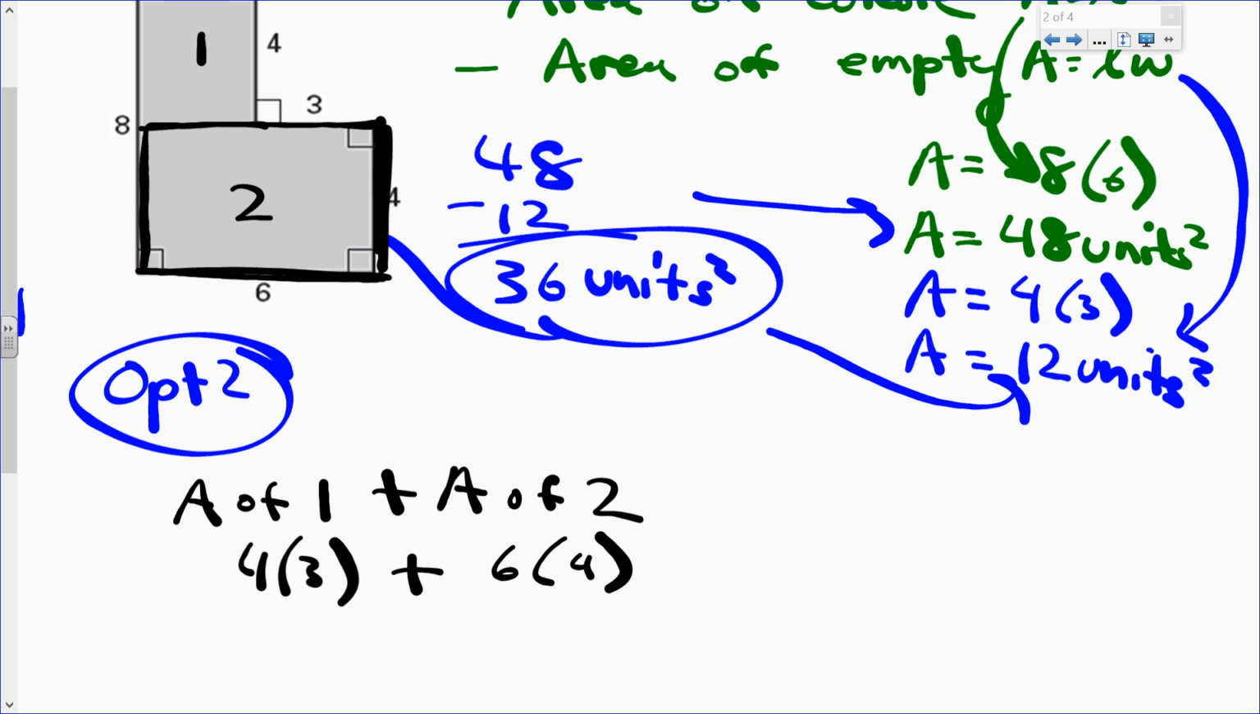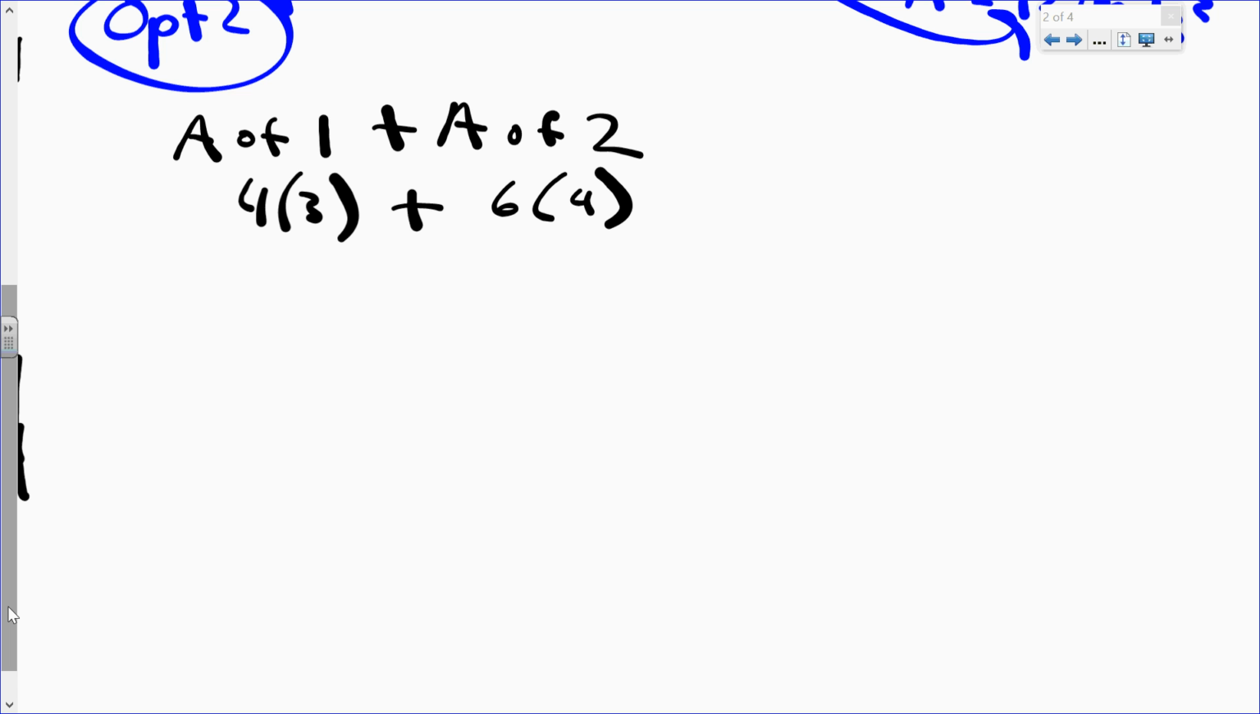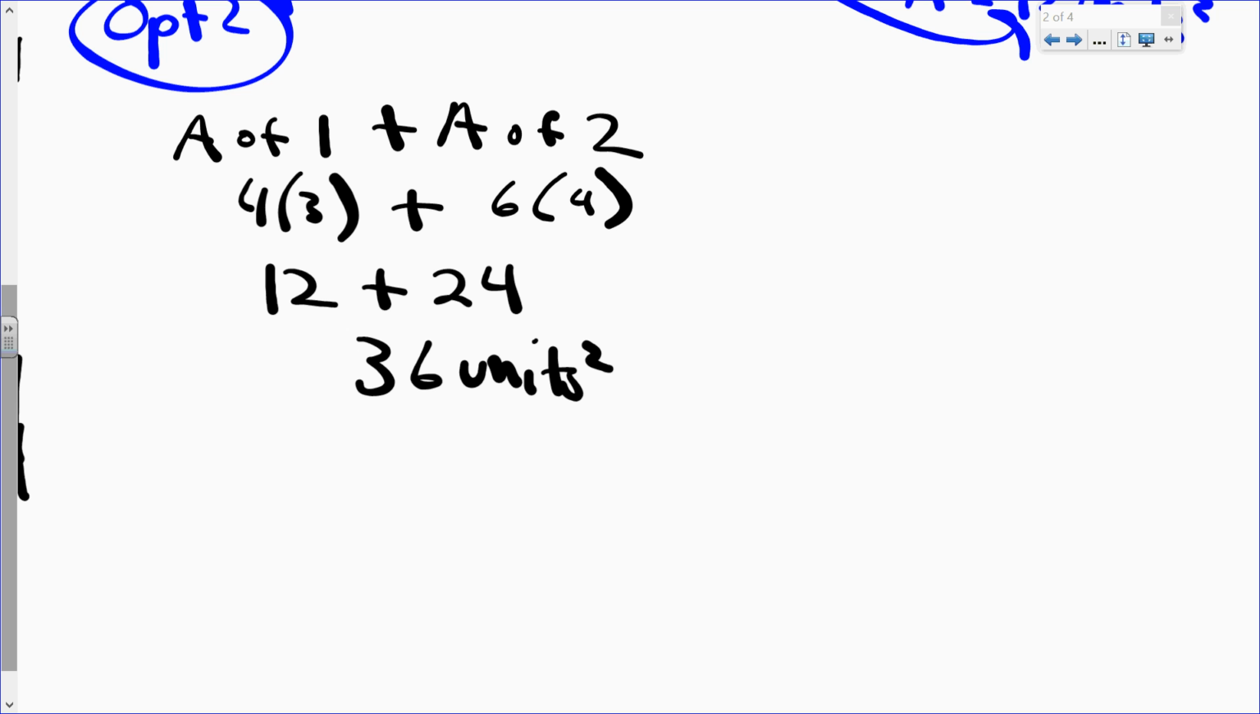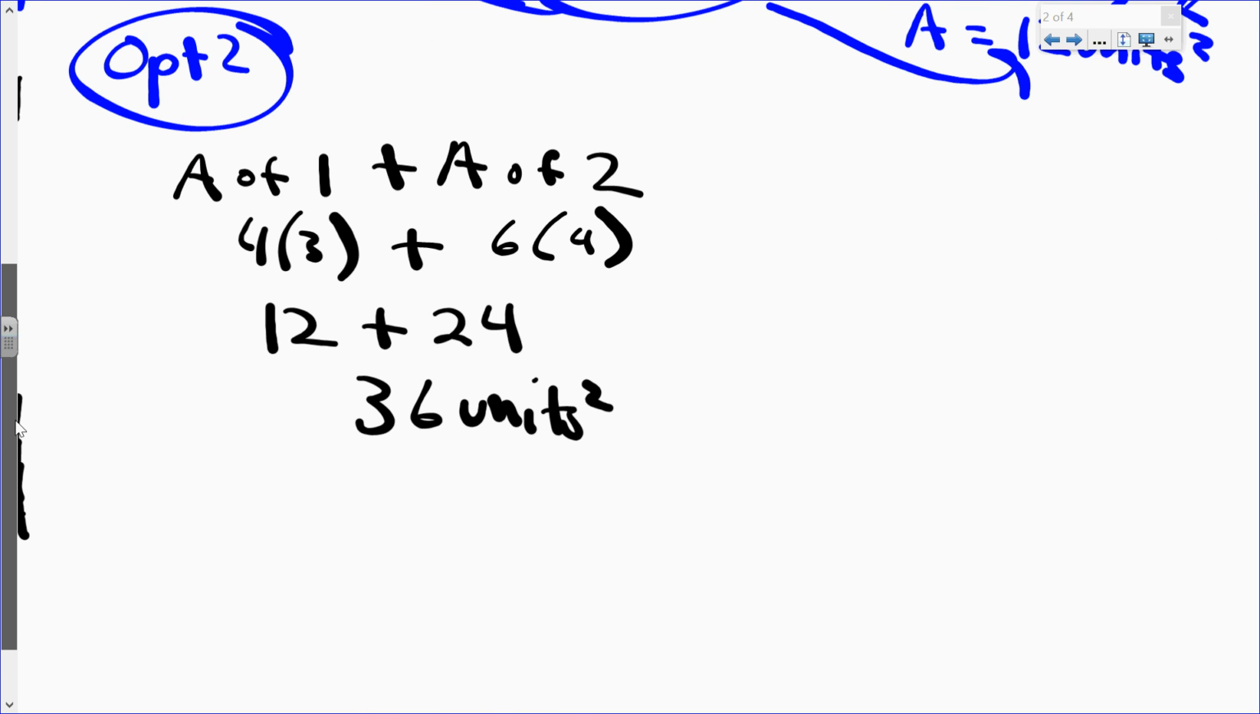Right? Let's do what we worked on last week. Moving right along. Here we go. 4 times 3 is 12. 6 times 4 is 24. 24 plus 12, there's 36. 36 square units. Same thing. It's not that big of a deal.